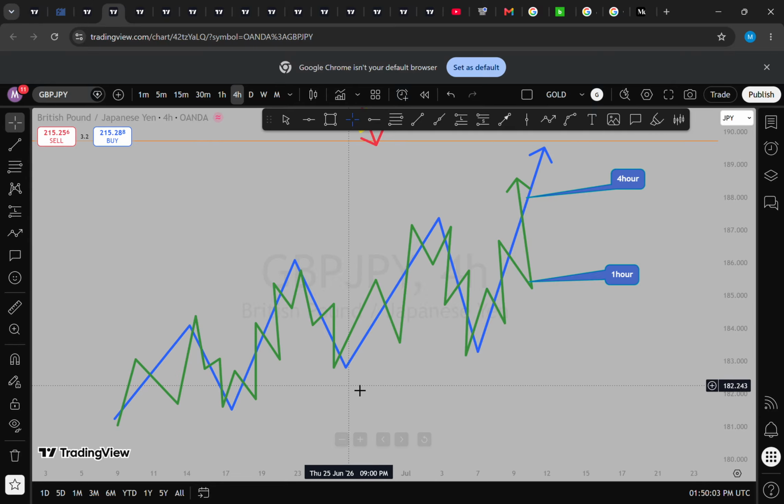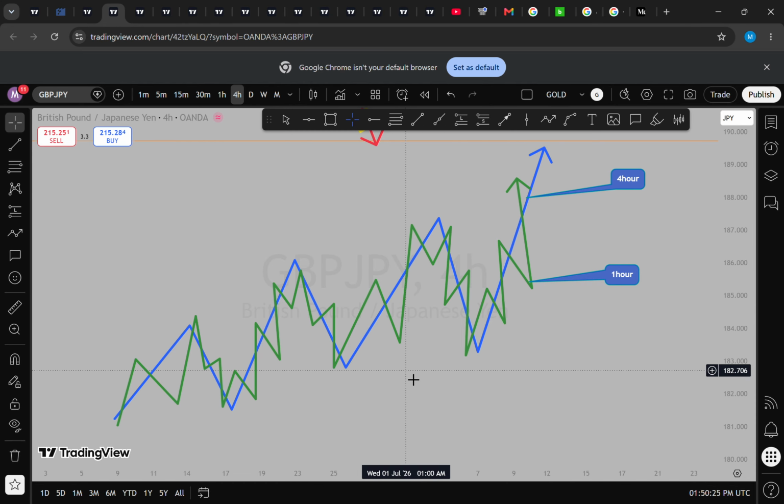Okay, so right now, the 4 hour we have here is the major structure. You can see it is major. So the 1 hour is the minor structure inside of it. This green line is the minor structure inside of it. So the blue line is the major structure.